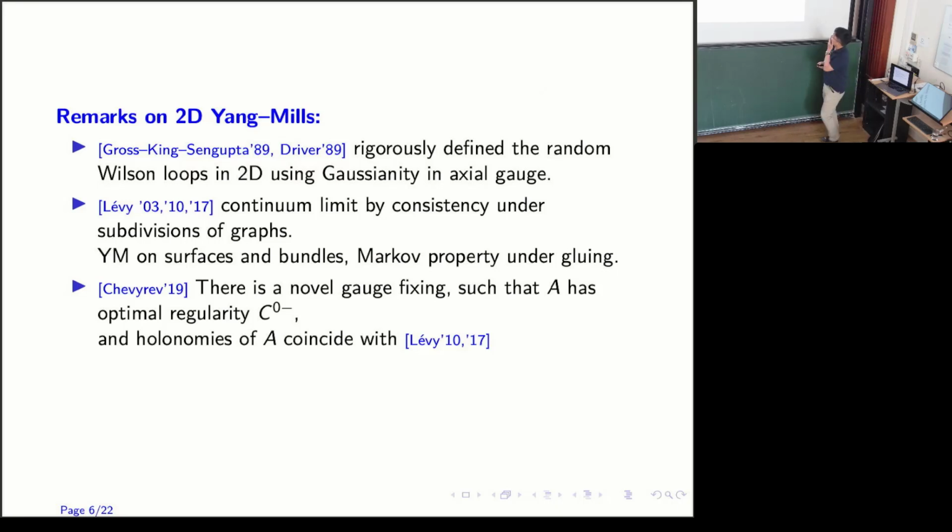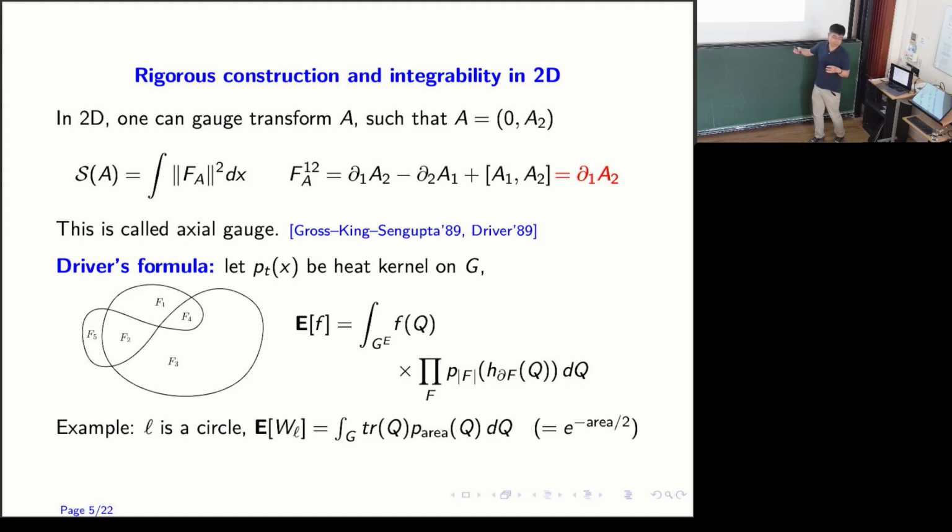Some remarks. There are also alternative viewpoints of 2D Yang-Mills. It's a solvable structure. For example, a perspective by Thierry Lévy is that you can also understand the continuum limit by so-called consistency over subdivision graphs. Basically, it means if you start with a graph like this, then you subdivide this graph, make it a finer graph.